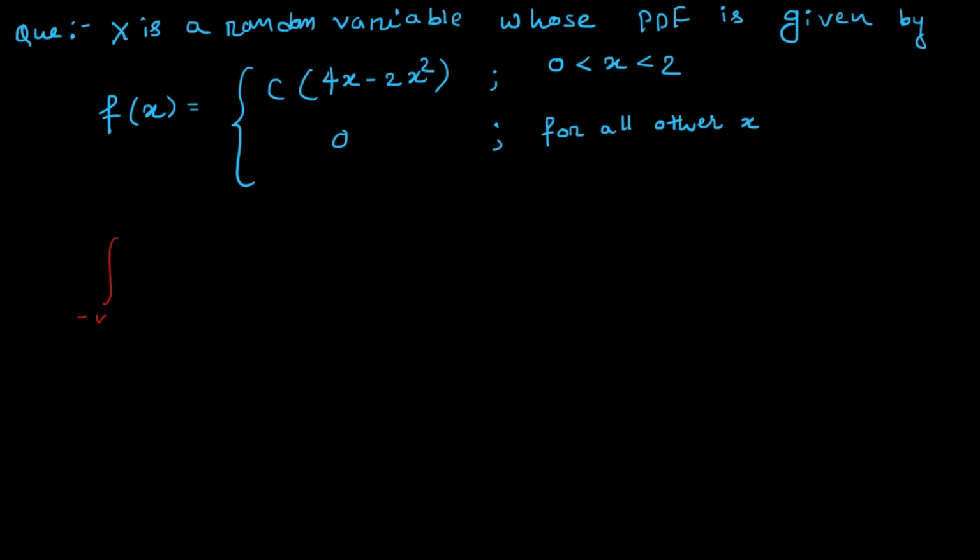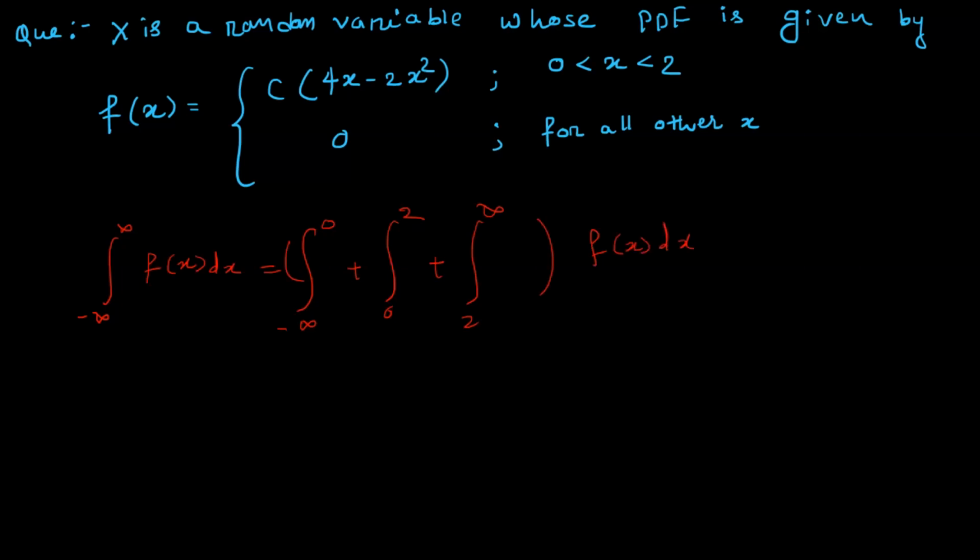First you have to do the integral of f(x) and you will equate it with 1. So while doing the integral, on the left hand side we can get something like this. This thing is the same as writing this thing: minus infinity to 0, plus 0 to 2, and 2 to infinity, of f(x) dx.